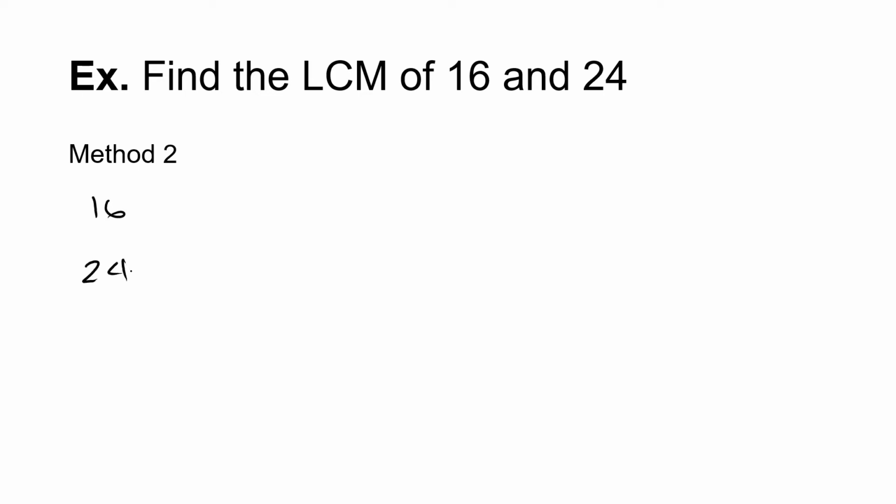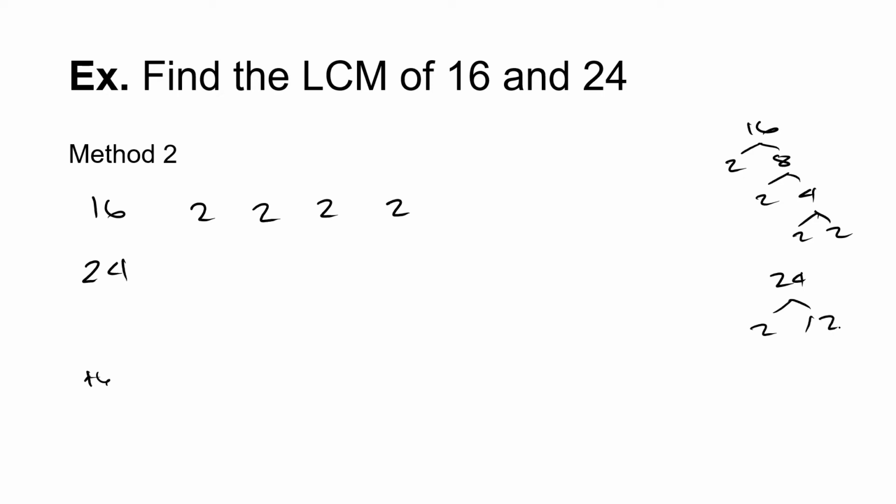Let's do the factor tree. We'll do it here. 16 is 2 and 8, 2 and 4, 2 and 2. So 16 is 2 times 2 times 2 times 2. And 24 is 2 times 12, 2 times 6, and 2 times 3. So basically 2 times 2 times 2 times 3.